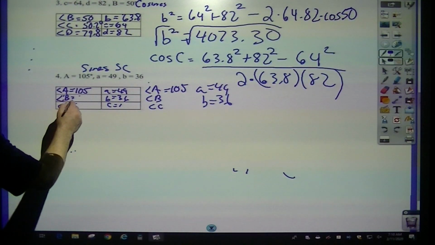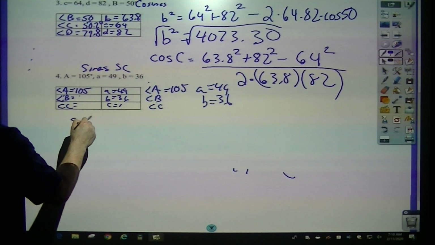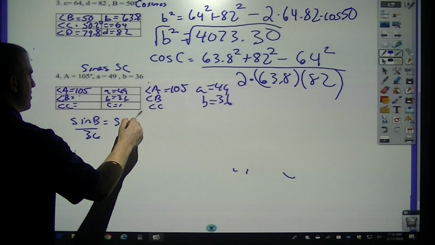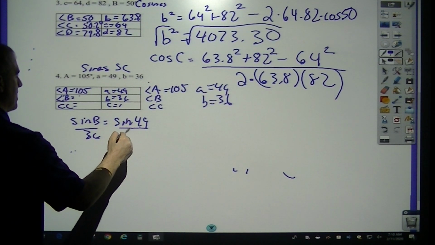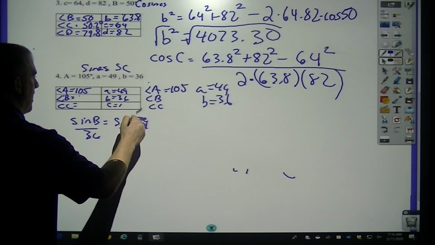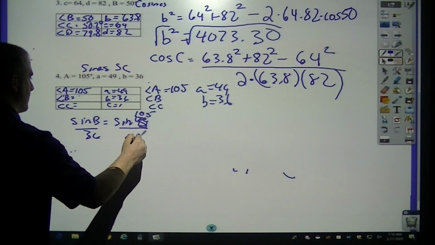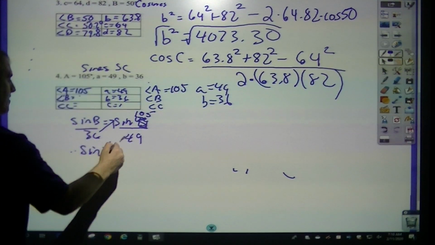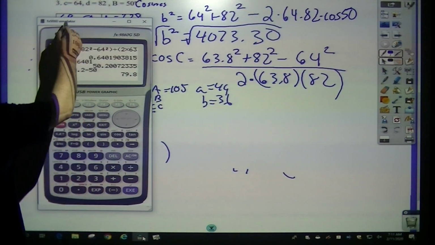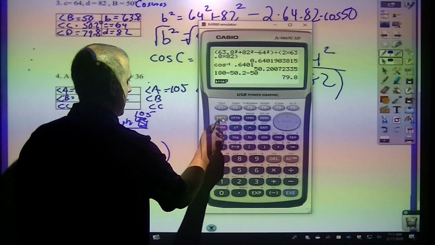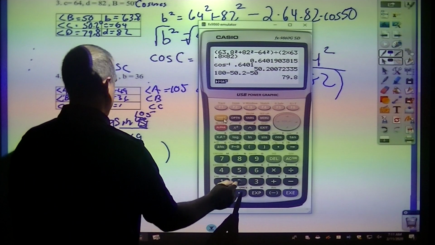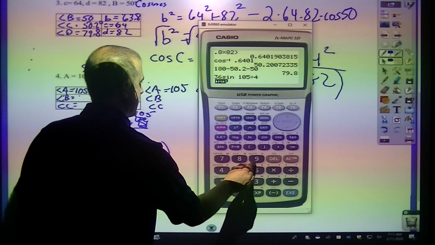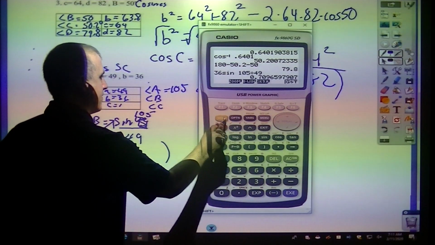So what I'm going to do is start out by finding the sine of b over 36. The only thing I can set that equal to is sine of 105 over 49. The way I would solve that is I would cross multiply, and then do the inverse of whatever that amount is. So I do inverse sine: 36 sine of 105 divided by 49. Inverse sine of that.